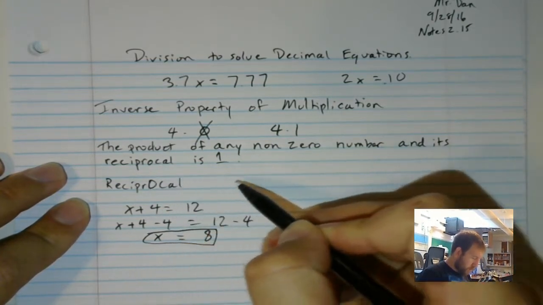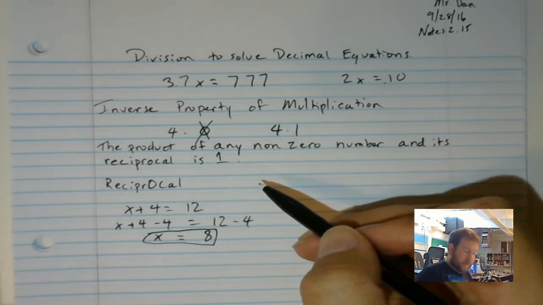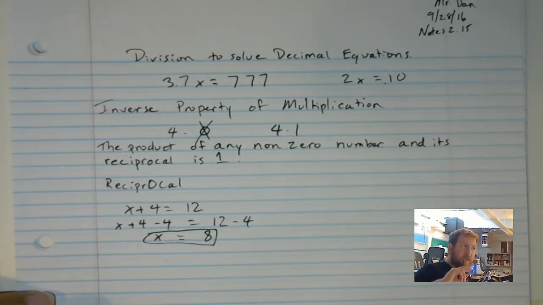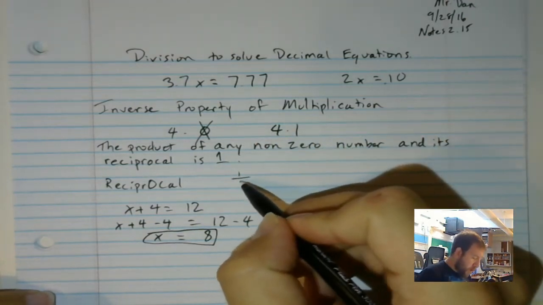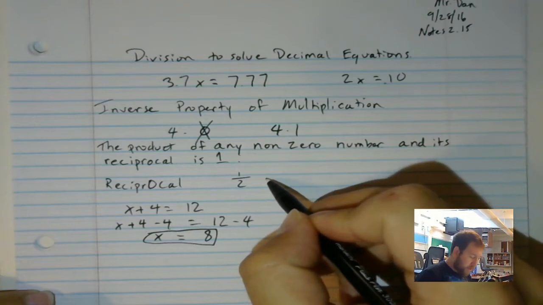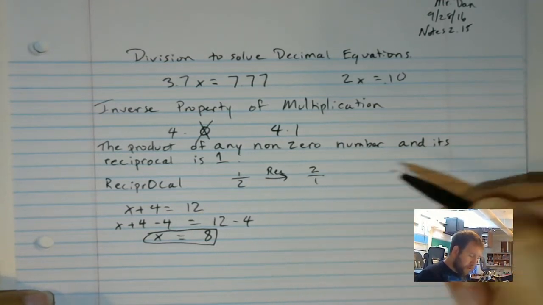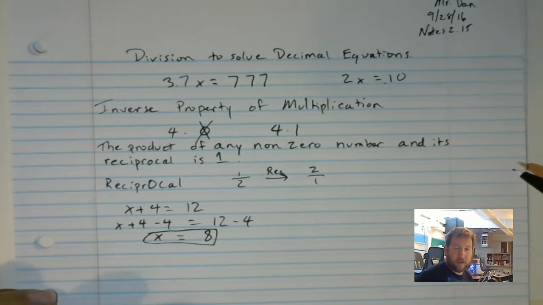Reciprocal. If you recall, you might have talked about this in fractions before. If not, that's okay. That's when we take a number and we take its numerator and denominator and we just flip them over. So if I was going to write 1/2 and I was going to take the reciprocal, I would write 2/1, which I can simplify as 2.